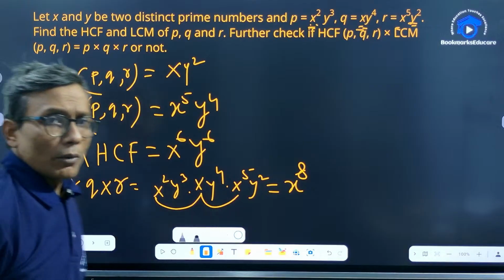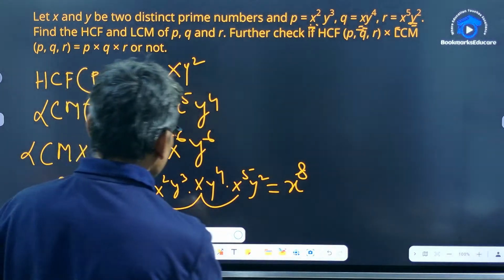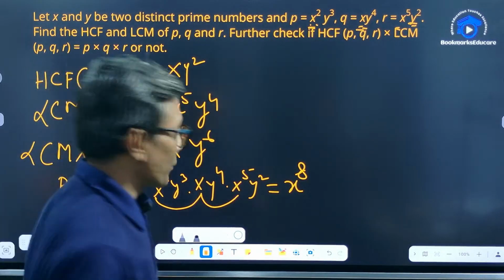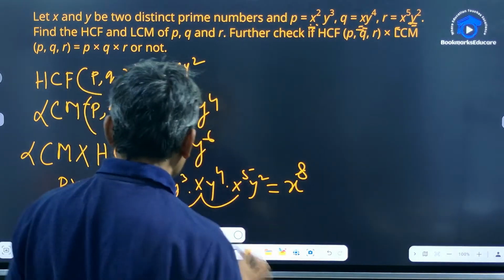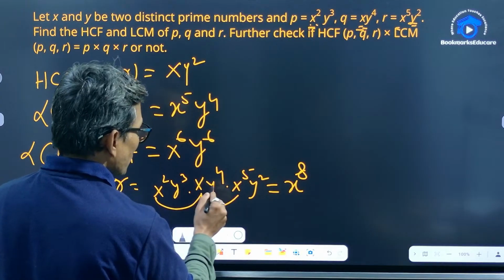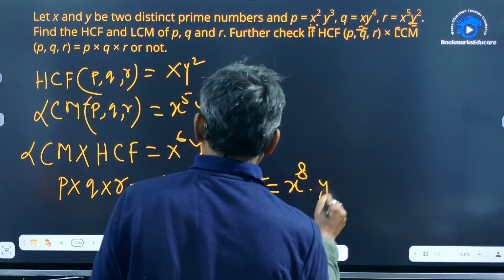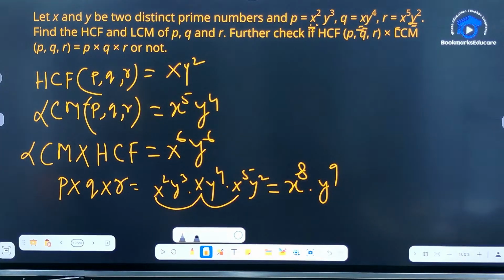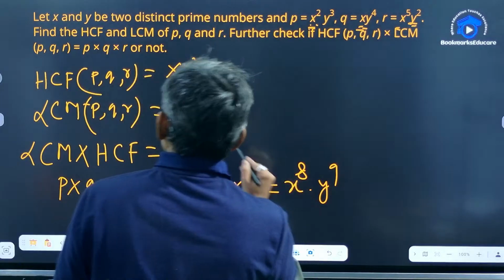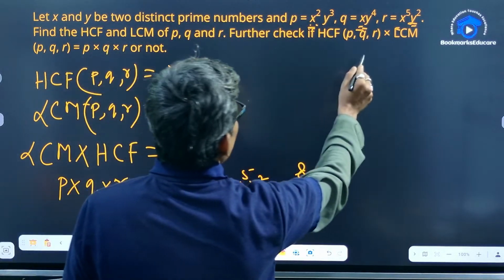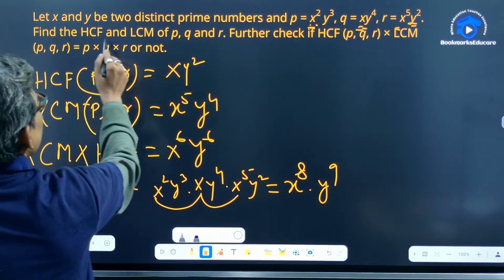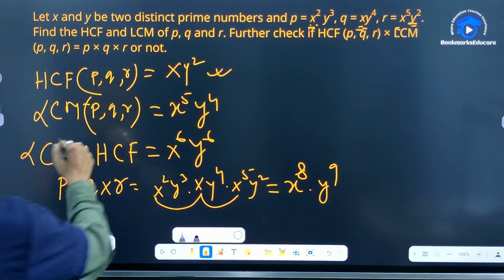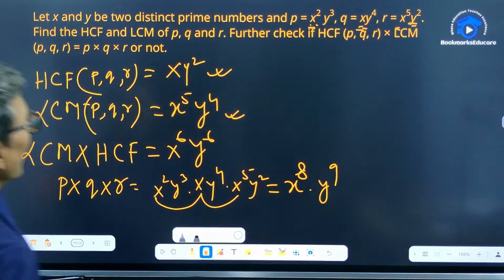From the law of indices, powers will be added if the bases are same and they are in product form. So this is all about the law of indices. y cube into y to the power 4 मतलब y to the power 7 into y square, y to the power 9. Okay, so further check. तो ये फर्स्ट आंसर निकल गया और सेकेंड आंसर भी हम लोग को मिल गया.